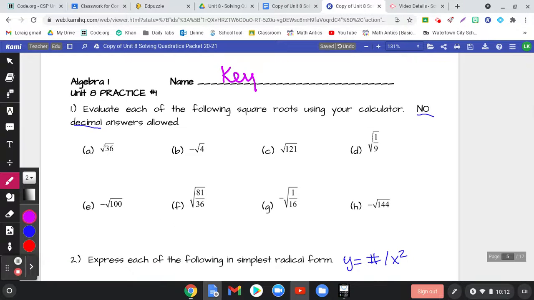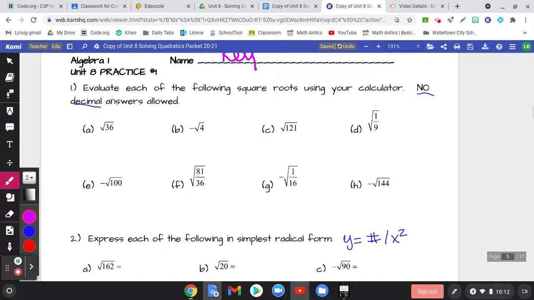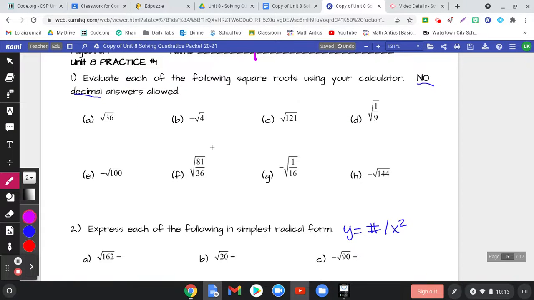Hey everybody, in case you're struggling with the Unit 8 practice number 1, I thought I'd put up this video to help you, because sometimes just looking at the key isn't very helpful.